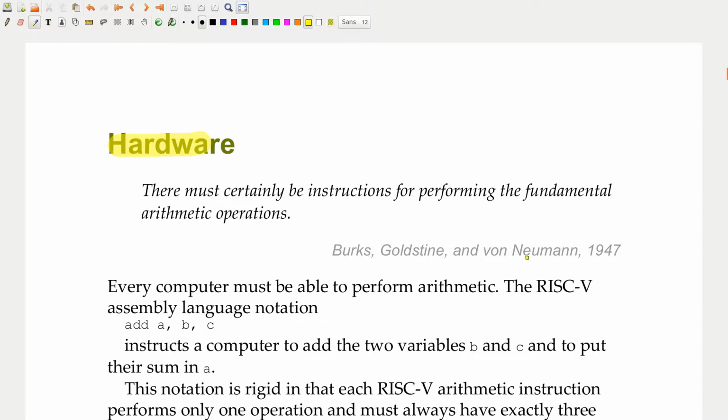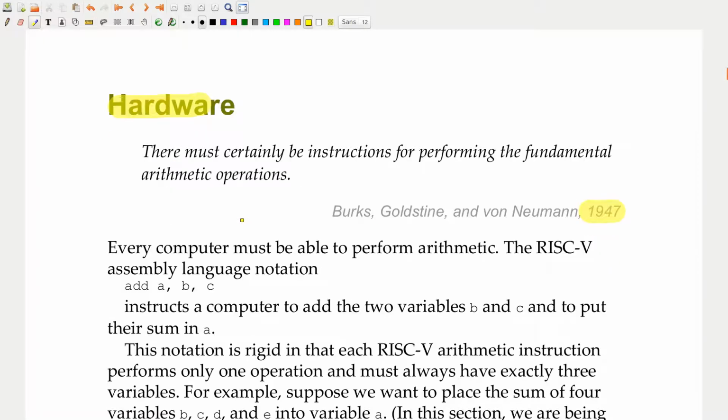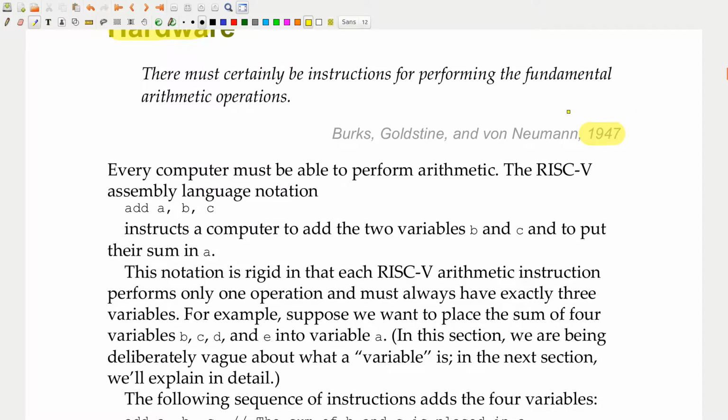Burks, Goldstein, and von Neumann, 1947. So this is just after von Neumann published his famous paper on EDVAC, the first stored program computer. This is about 2 years later. There must certainly be instructions for performing the fundamental arithmetic operations. Yep, I think this is actually from that paper. I think it was officially published in 47. It was written and a first draft was released in 45.